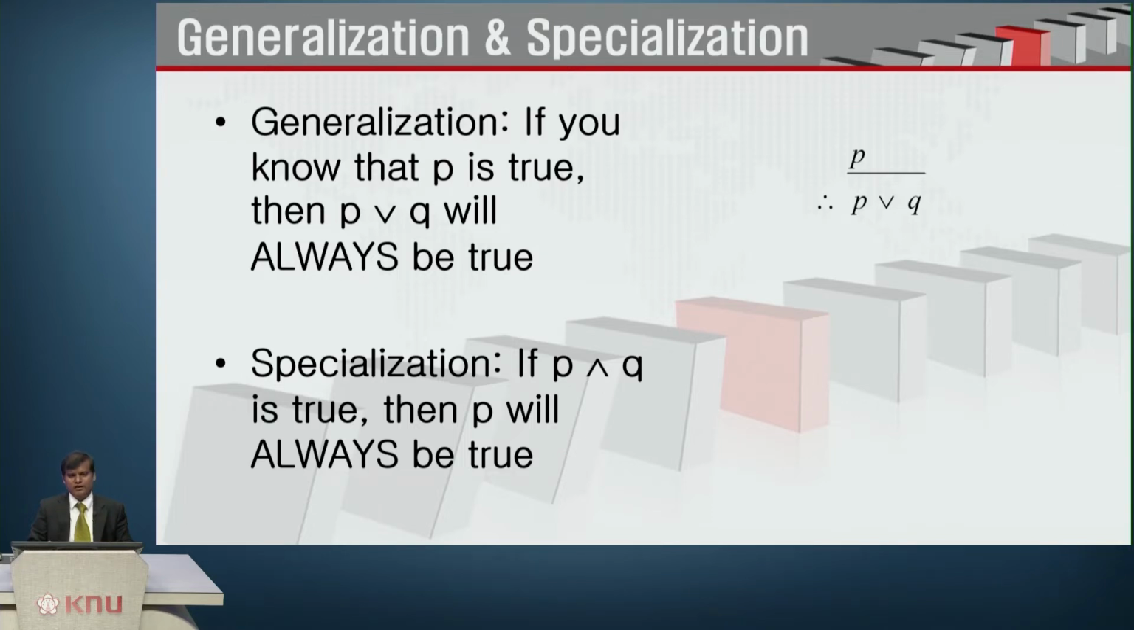Specialization is that if P and Q is true, then P will always be true. That's quite obvious because it's an AND operation. So given that P and Q is true, we can conclude that P is true.